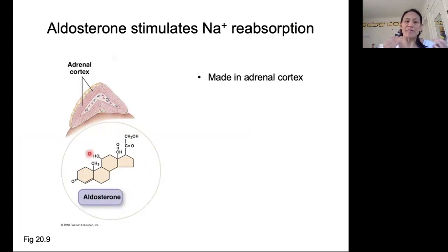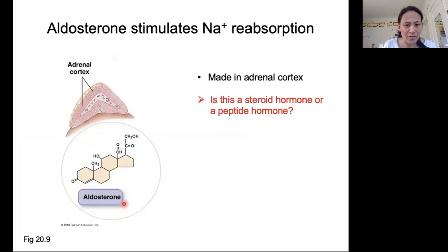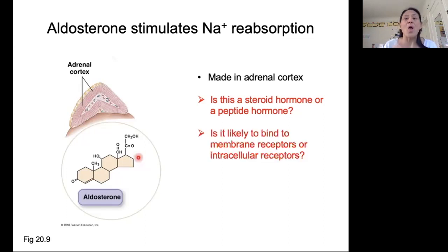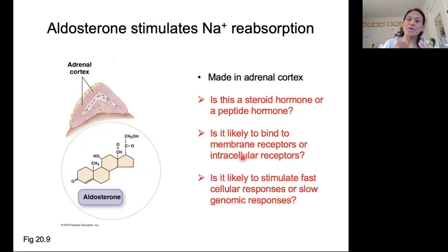Before we talk about the mechanism of aldosterone action, I want you to consider these questions. Looking at the structure here, is aldosterone a steroid hormone or a peptide hormone? Depending on that, would you expect it to bind to membrane receptors or to intracellular receptors? And finally, would you expect aldosterone to stimulate fast cellular responses or slower genomic responses like changes in transcription and translation? Consider those questions, hit pause if you need to.